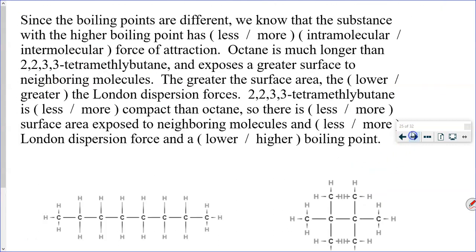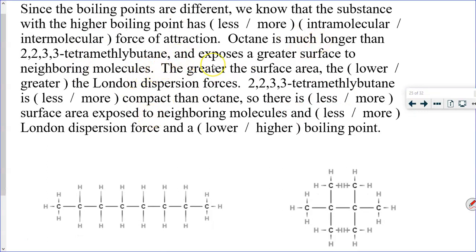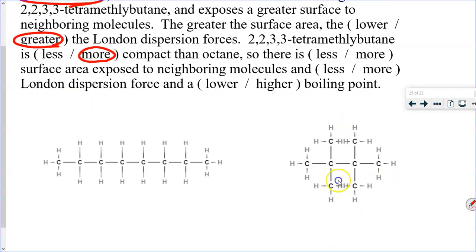Well, it has to do with shape. Since these boiling points are different, we know that the substance with the higher boiling point must have more intermolecular force of attraction. Octane is much longer than the 2,2,3,3-tetramethylbutane and exposes a greater surface to neighboring molecules. The greater the surface area exposed, the greater the London dispersion forces. 2,2,3,3-tetramethylbutane is more compact. That shape, if you look over at the right-hand side, is kind of like a little ball or a little sphere. It's much more compact, whereas the octane is elongated.